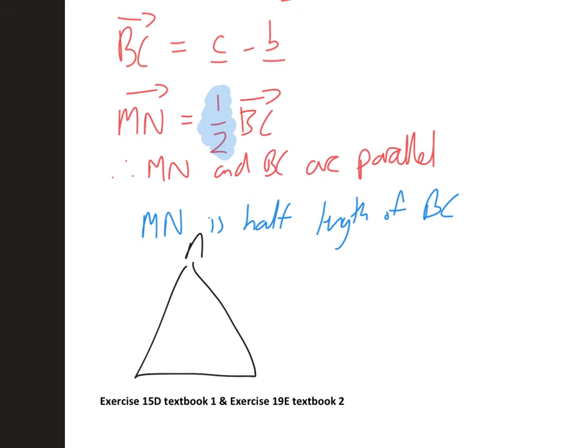If I do a quick sketch of what that looks like, here's triangle ABC. M was the midpoint here, N was the midpoint here. So this length here, MN, is half the length of BC, and they're parallel. You can see that clearly. Okay, so now you can do all the practice on vectors and become very confident using all the skills we've looked at.